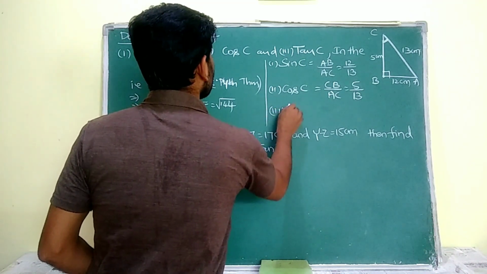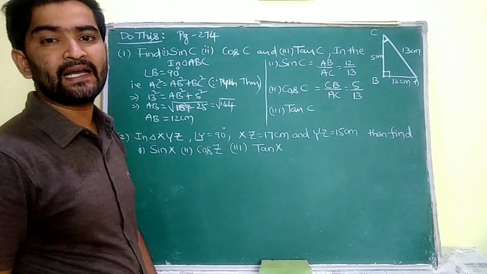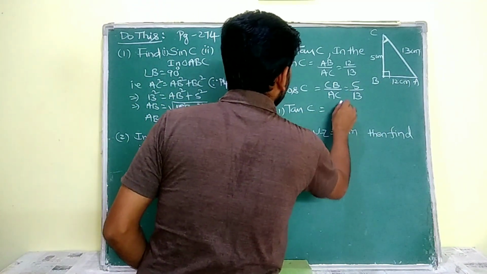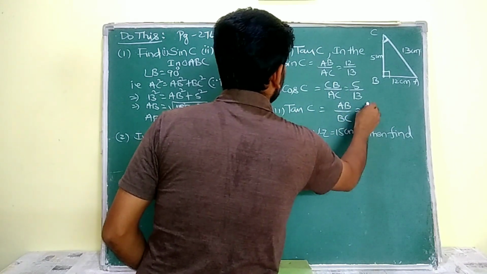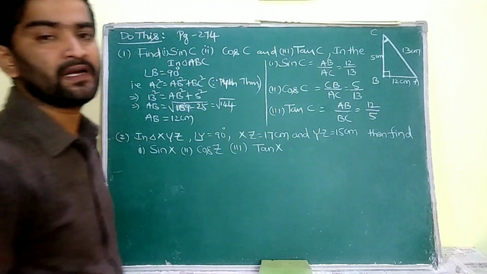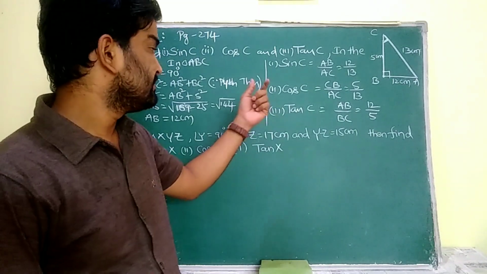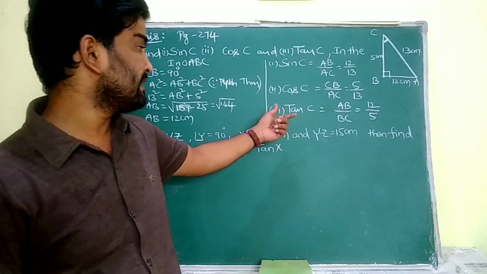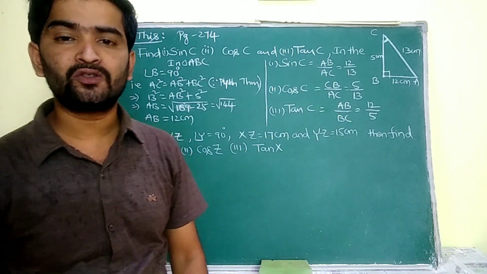Now tan C. Tan C means C's opposite side by C's adjacent side. What is C's opposite side? That is AB. And C's adjacent side is BC or CB. AB means 12 and this is 5. This is tan C. If he asks you to write cot C, we know that it is C's adjacent side by C's opposite side. Then cot C is equal to BC by AB, that is equal to 5 by 12.